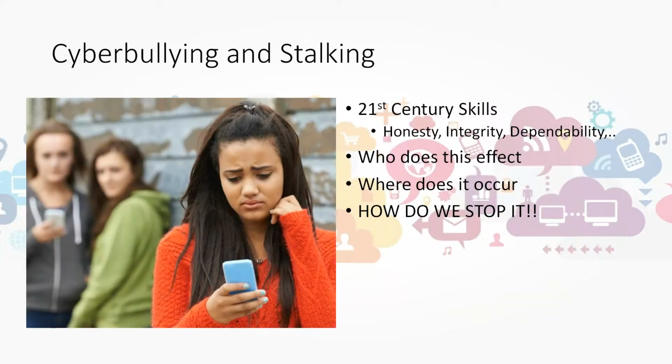Okay. Now, cyberbullying. We're going to talk about discussion boards. 21st century skills consist of things like honesty, integrity, and dependability. That's the breakdown. That's not what we normally call them, but they are being a responsible citizen, being an ethical person. And stalking and cyberbullying online, trolling as it's sometimes referred to, these are things that you don't want to do. Who does it affect? It can affect you. It can affect your friends, your brother, your sister, your mom, your dad, your cousin. Who knows?